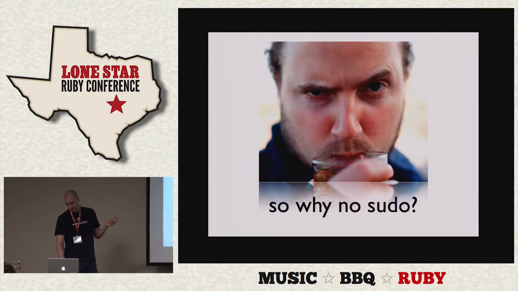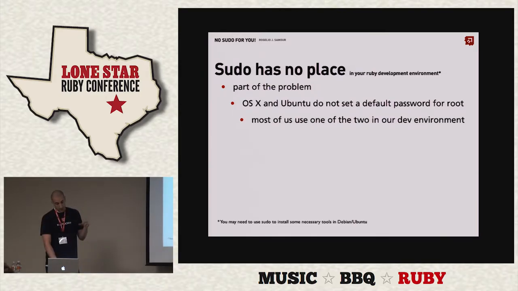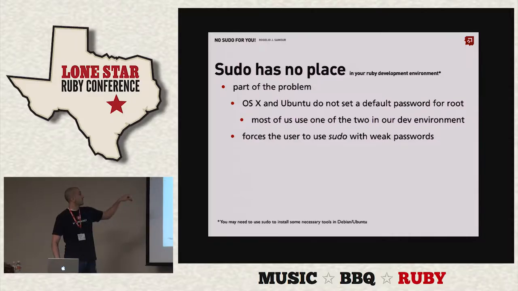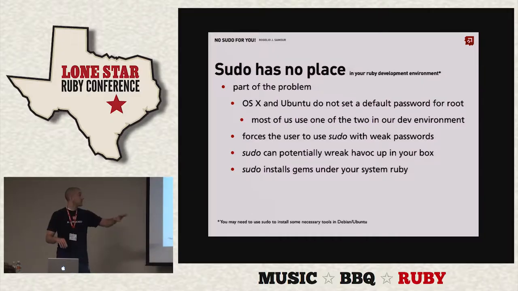So why no SUDO? Well, part of the problem is, as you know, most of us use either OS X or Ubuntu, Ubuntu especially. And what happens is they have a weak, or no, they don't set a default password for root, which forces us to use SUDO on potentially weak passwords, right? And SUDO can potentially wreak havoc in your box. It also installs, well, let me just camp on this one for a second. Say there's a makefile that does rm -rf on your stuff, and you sudo make install that, and then you're very much in trouble. And I guess if you're going to use sudo to install trustworthy tools, it's fine. But in our case, it doesn't really make sense.